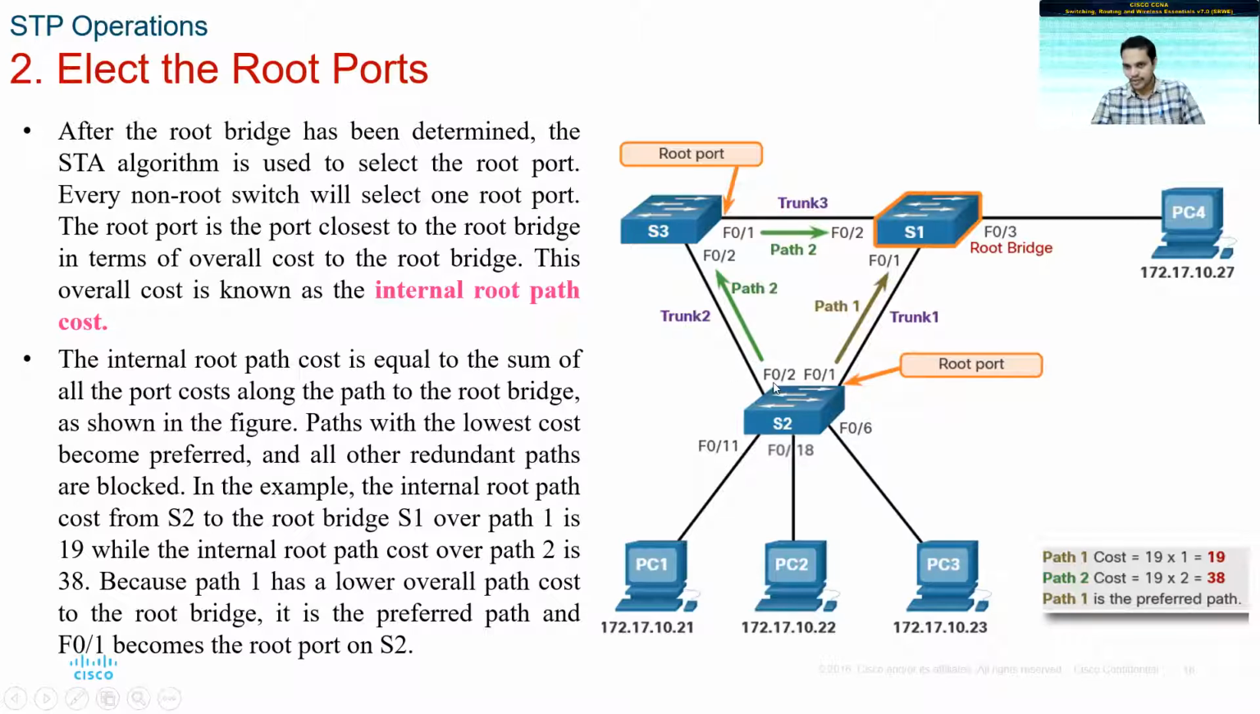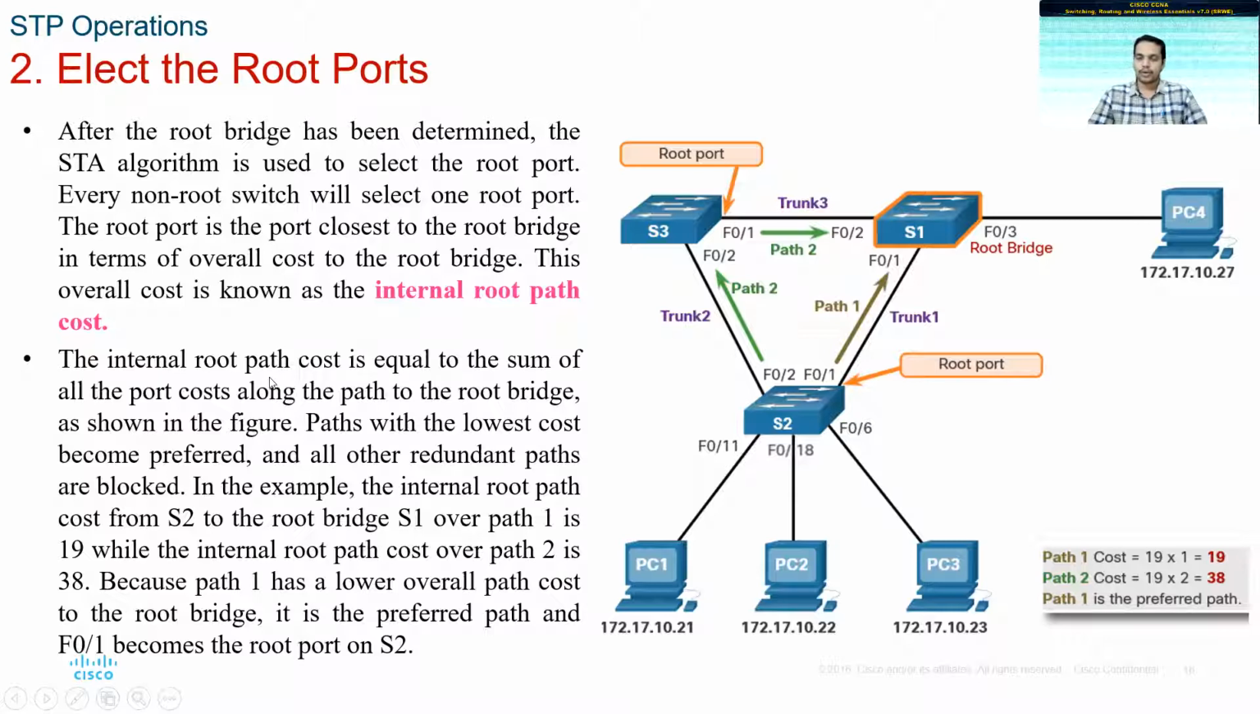So for F0/2, for this path, it will be 19. And from S3 to reach S1, it has to go through F0/1. So 19 plus 19 will give you 38, the root path cost of 38. So obviously, because path 1 has the lowest path cost, it will designate the F0/1 port as the root port. If you see here clearly, this is the root port.